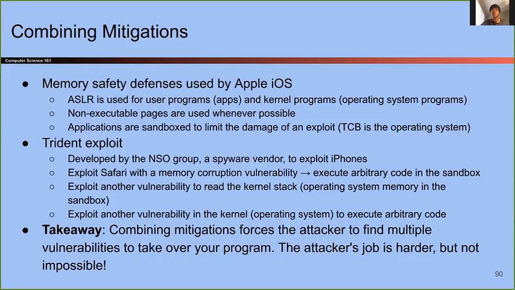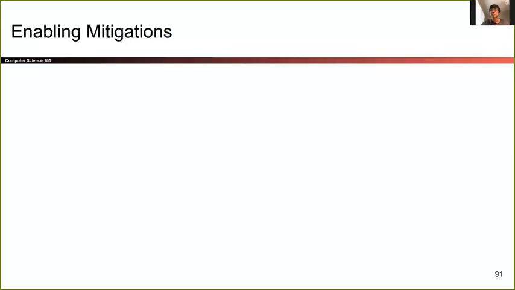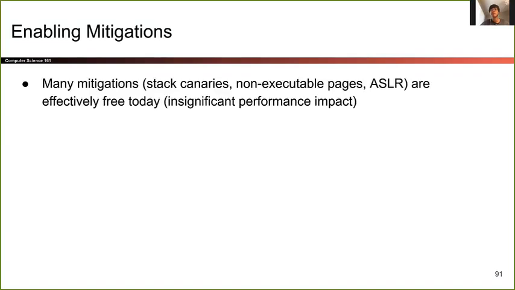So the takeaway here is if we combine mitigations, it forces the attacker to find multiple vulnerabilities. It makes it harder, but again, it's not impossible because this exploit was actually developed. So finally, we're going to talk a little bit about enabling mitigations. So many mitigations are effectively free. We talked about how most of them don't actually require any performance penalty. And some of them are just really minor in terms of the performance penalty.